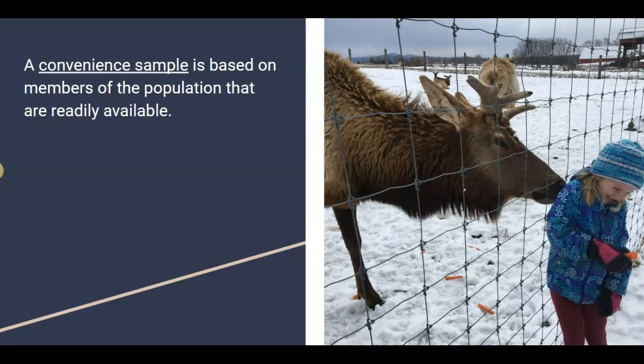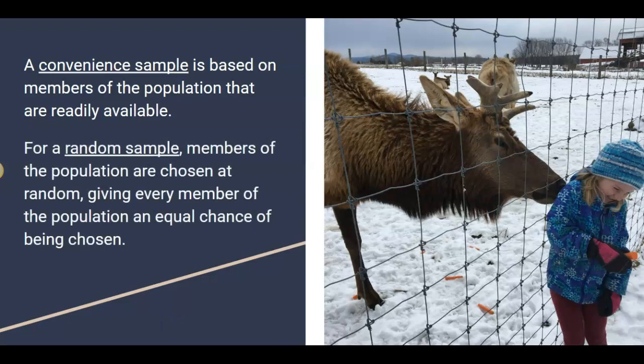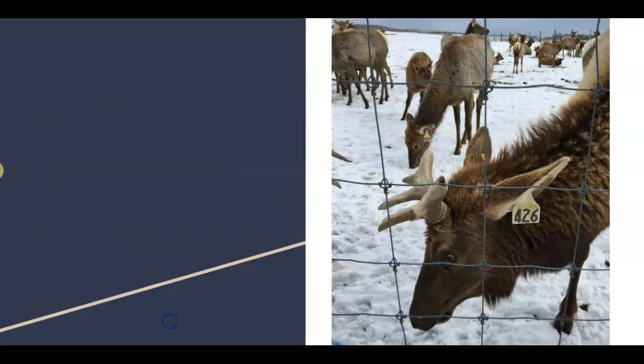So it'd be pretty easy for us to take that sample inside the fence and to test them for mad elk disease. Another type of sample is called a random sample. A random sample takes members of the population, chosen at random, and it gives every member of the population an equal chance to be chosen. Now, these are very different types of samples, and here's why.